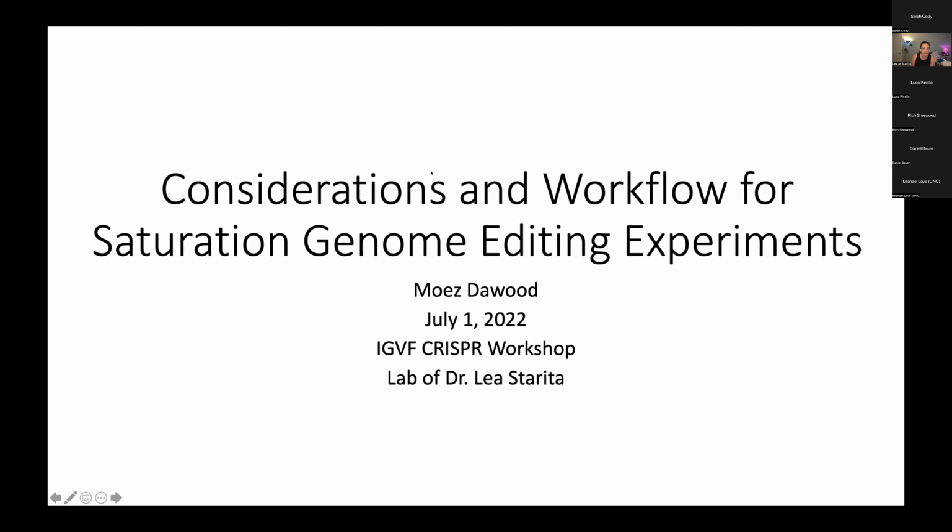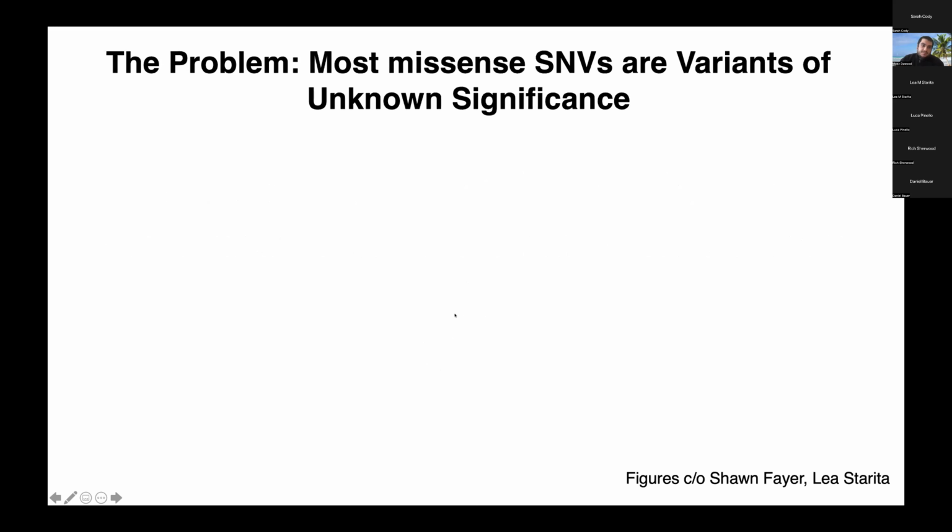So my job today is to tell you about the gory details of saturation genome editing, everything you wanted to know, and probably a lot more that you didn't really care for, but that's my job and I'm going to do it. So first, I'm going to reiterate where Leah left off. The problem here is the interpretation of single nucleotide variants, mainly because these are the most commonly found variants that are classified as variants of uncertain significance.